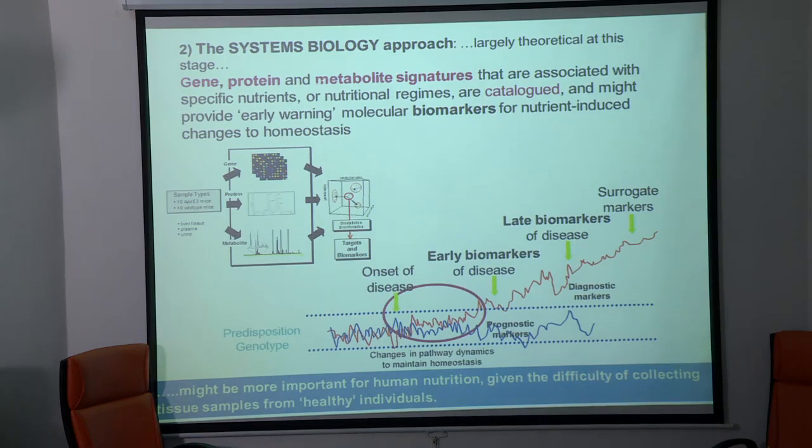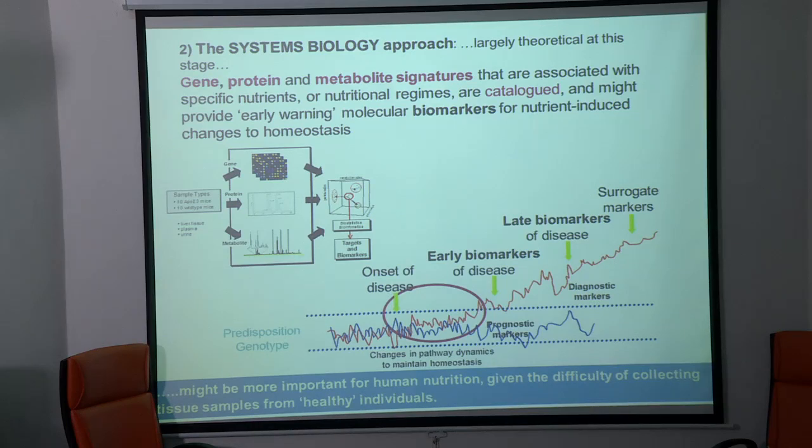But if this system is taken up in a fast-course way, it can give you genes, proteins, and metabolite signatures that are associated with specific nutrients and nutritional regimes, which can be catalogued, and they may serve as very good early warning molecular biomarkers. This is what is the need of the hour for nutrigenomics. You should have these early biomarkers so that they are prognostic markers, so that you can immediately say, no, this is not good for you, stop it. Or late biomarkers you can take in between to stop or change your diet pattern or nutritional regimes, or surrogate markers which can be indirect markers.